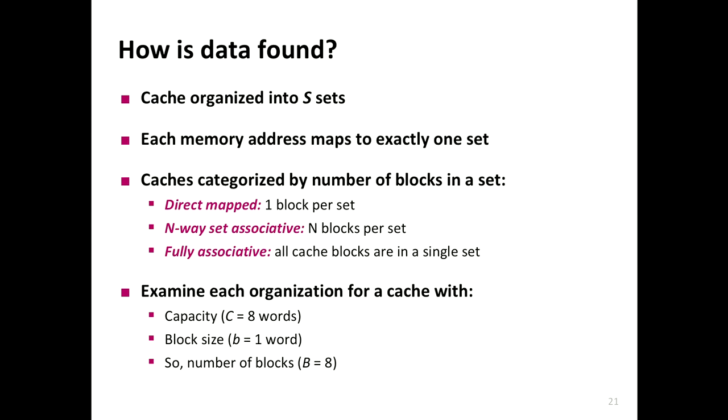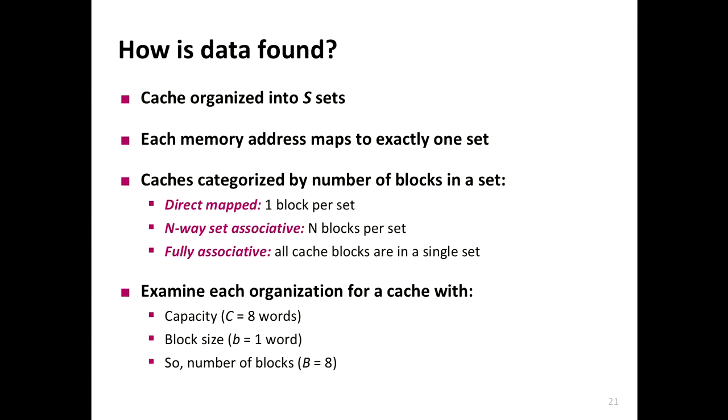So how is data found? Cache is organized as sets, and each memory address maps to one of these sets. You saw, I drew a line, right? Whenever you access a particular memory address, it can fit into one particular set in the cache.